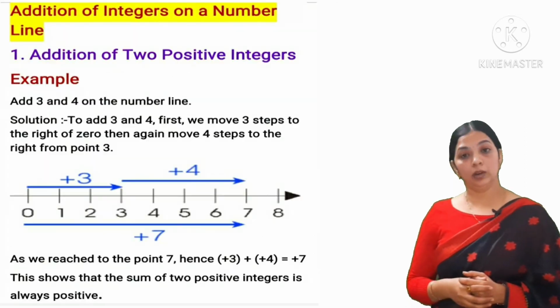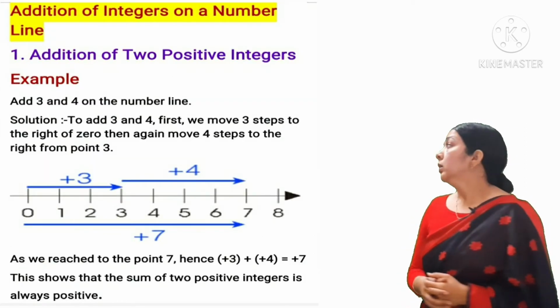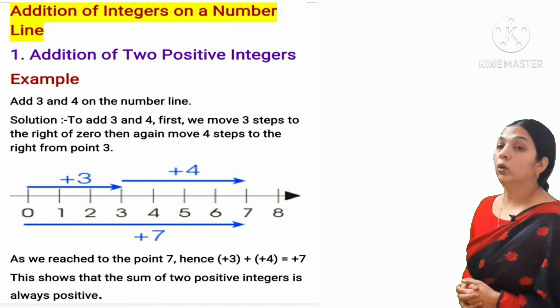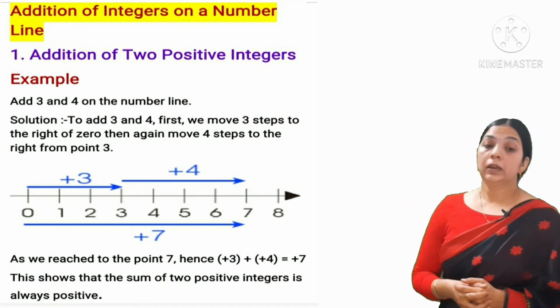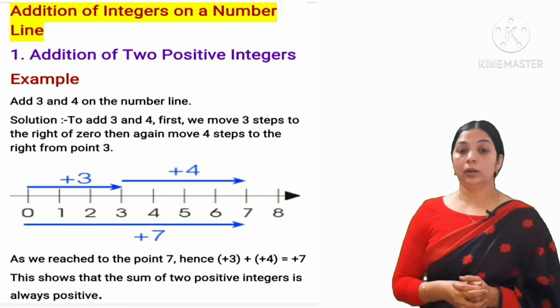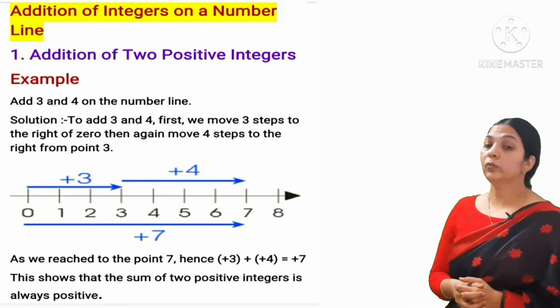Now, addition of numbers on a number line. The addition could be done on a number line also. Now, how do we go about it? Let's take an example, 3 and 4 on the number line. Both are positive numbers. So what will we do?